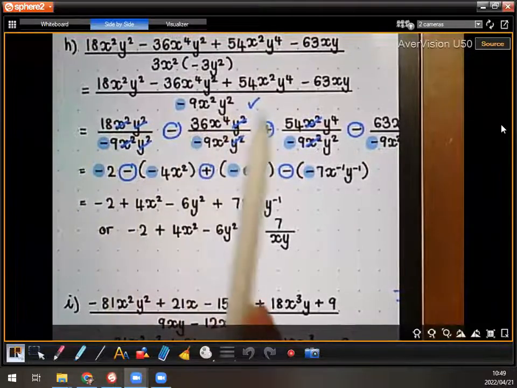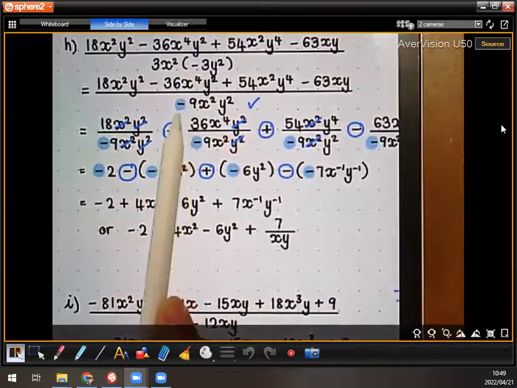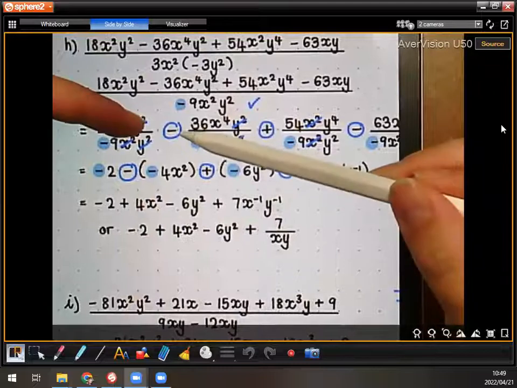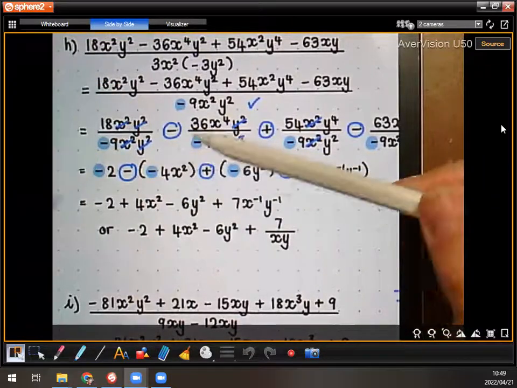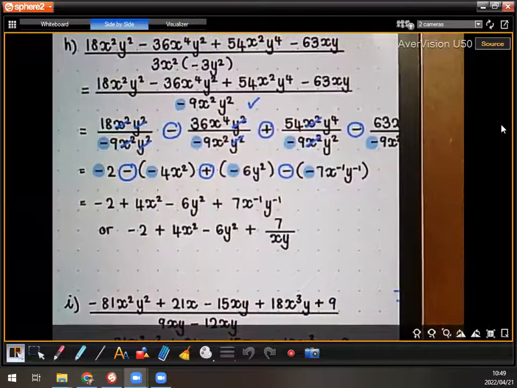When we are simplifying this, guys, what's a positive divided by a negative? Positive divided by a negative is a negative. So we have a minus that was in front of the fraction, but then our answer is also negative. Right, which is why I put brackets here.